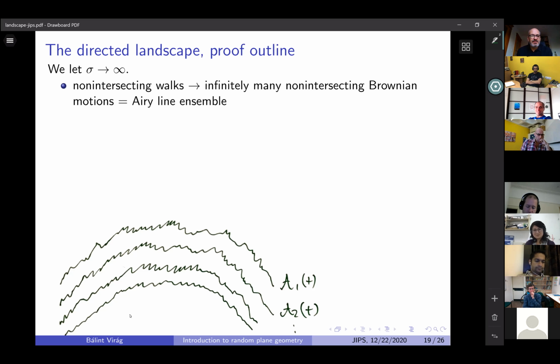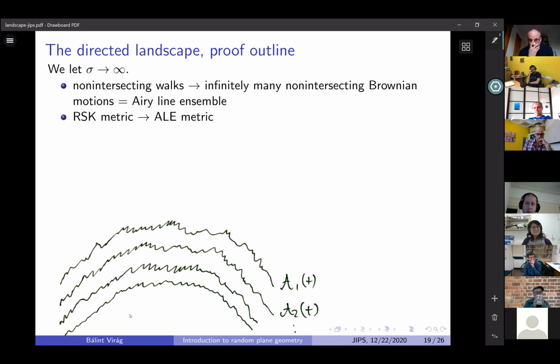The reason that this can make sense is because in the scaling, these things become like parabolas, and so when you make them non-intersect, they sort of stretch on top of each other, and there is a top line, and the whole definition is perfectly consistent. And the RSK metric that I discussed in the previous slides becomes a metric along this Airy line ensemble. So you have to do this kind of path metrics along here, just like before.